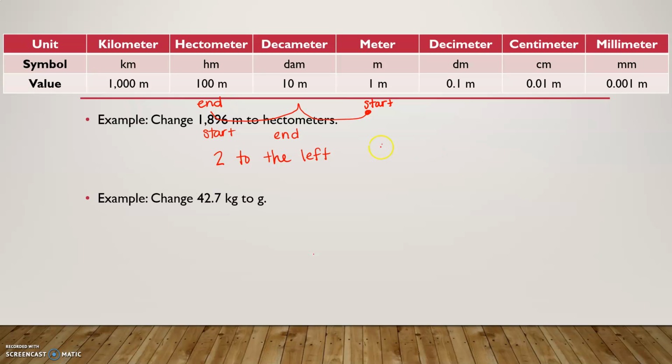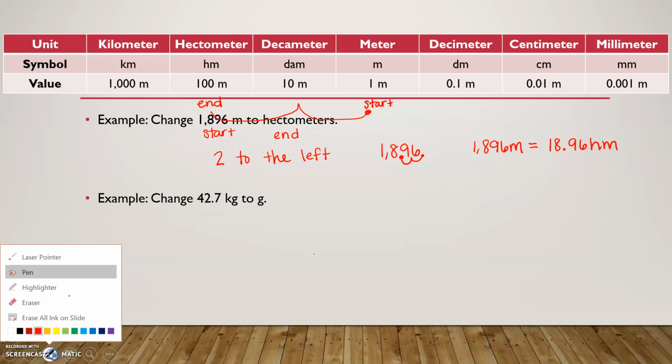So that means I'm going to take 1,896 meters, and I know that there's a decimal right there. I'm going to move that decimal the same way I moved this, 2 to the left. So I'm going to say that 1,896 meters is equal to 18.96 hectometers. And I'm going to always write it like this, where I write what I started with, and what is my new value. I'm going to write the ending one here, but there should be an equal sign. Both of them should have the unit labels on them, just making it very clear what we're doing.